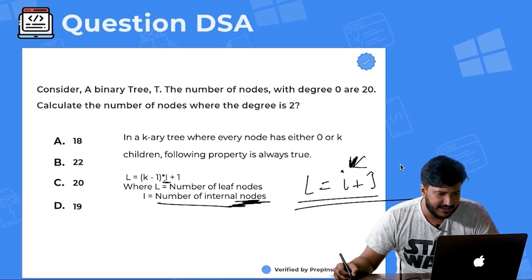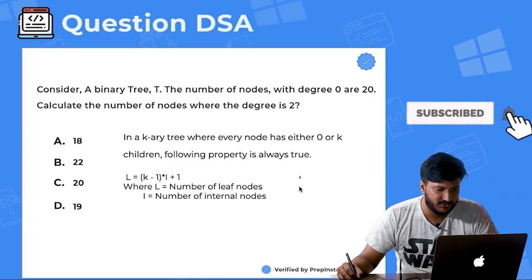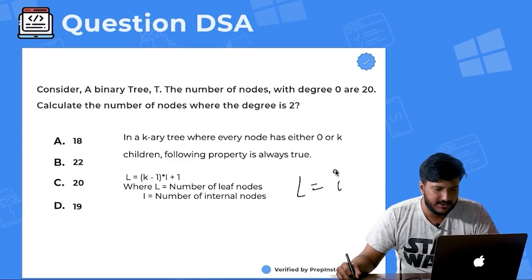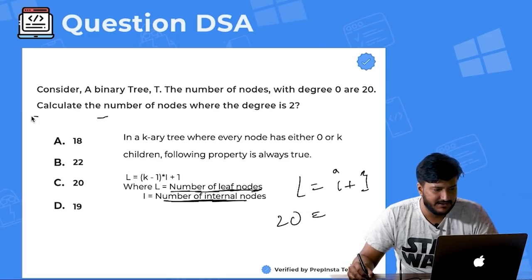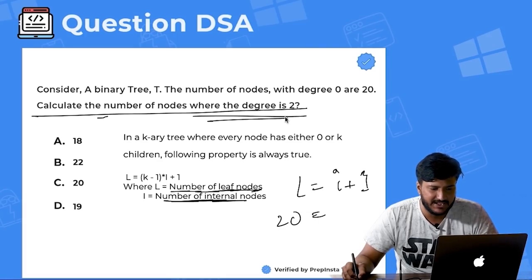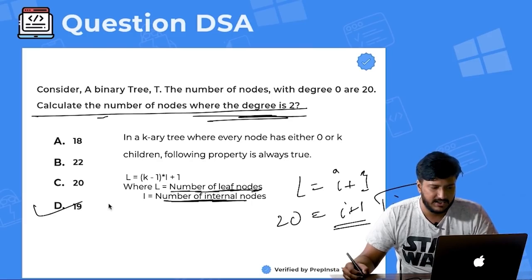My mistake, I told you this incorrectly. L equals I plus 1, where L is the number of leaf nodes, which is 20, and I is the number of internal nodes, which is the value we have to calculate, the number of nodes with degree 2. So in this case, our I value would be 19. So the answer would be correct.